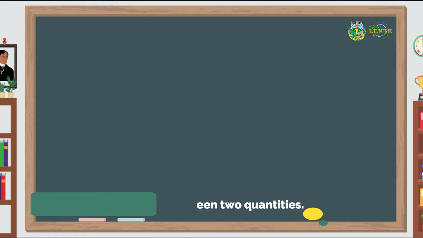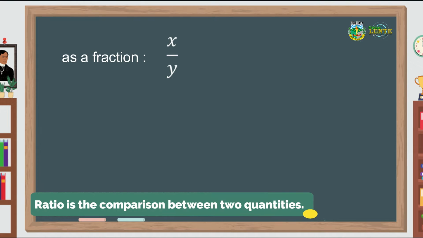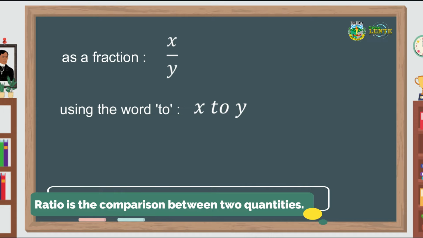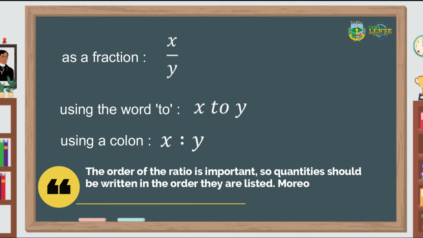A ratio can be written in different ways: as a fraction, using the word "to", or using a colon. The order of the ratio is important, so quantities should be written in the order they are listed. Moreover, the ratio can be reduced to its simplest form.